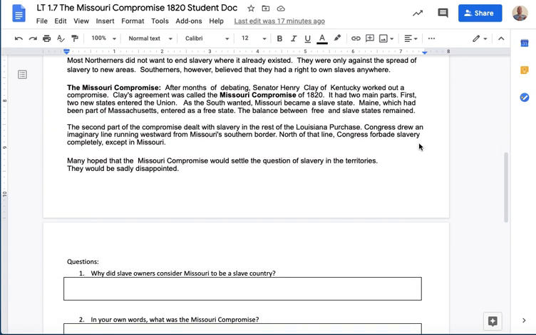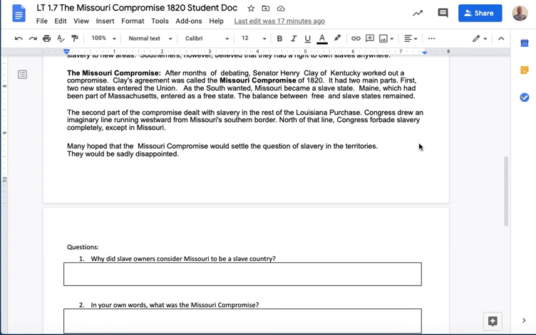The Missouri Compromise. After months of debating, Senator Henry Clay of Kentucky worked out a compromise. Clay's agreement was called the Missouri Compromise of 1820. It had two main parts. First, the two new states entered the Union. As the South wanted, Missouri became a slave state. Maine, which had been part of Massachusetts, entered as a free state. The balance between free and slave states remained.